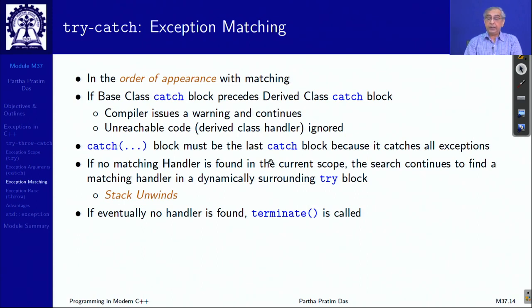They are matched according to the order of appearance. We have seen that base class catch clause precedes the derived class catch clause. We have seen catch all clause has to be at the end. All these we have seen, and finally, if no handler can be found even in the main, then terminate is called. Terminate is a function which terminates the program.